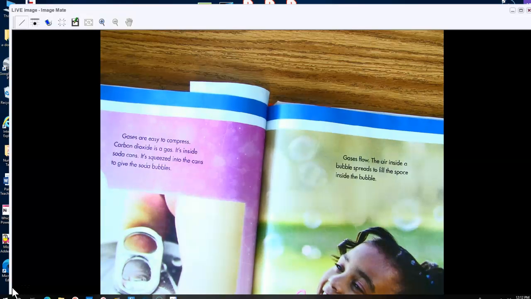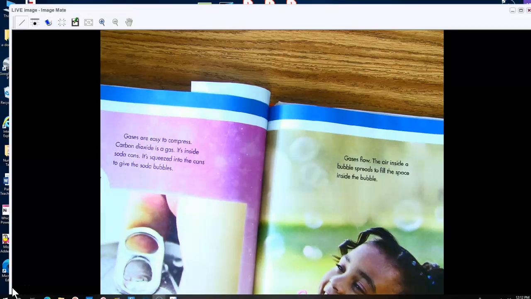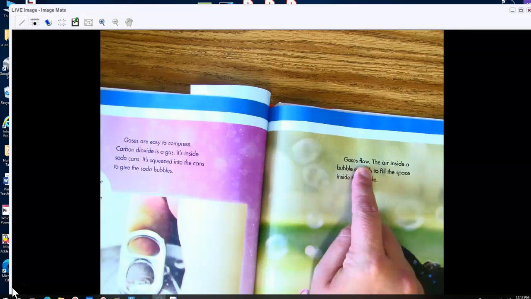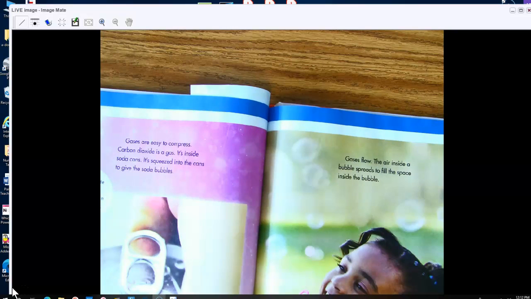Okay, but all bubbles, gases are different, just bubbles. Bubbles are just one kind of gas. So I want to know all gases. What do all gases do? Gracie? Yes, gases flow. Just like liquids flow, gases flow. If we put a liquid in a bowl, it's going to flow through the whole bowl. If we put a gas in a balloon, it's going to fill up the whole balloon. Okay?